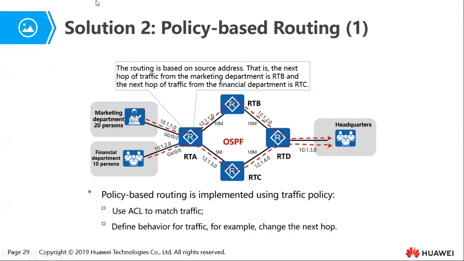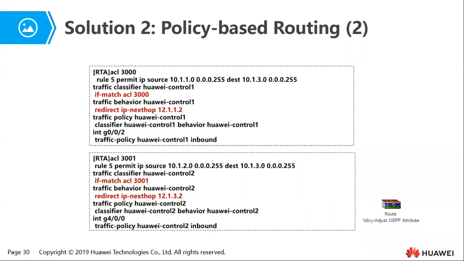So policy-based routing will use an ACL to match traffic. Then it will define the behavior for the traffic, for example, to change the next hop of the packets. So to identify interesting traffic, you use an ACL. Then you can define how you want that traffic to be processed.